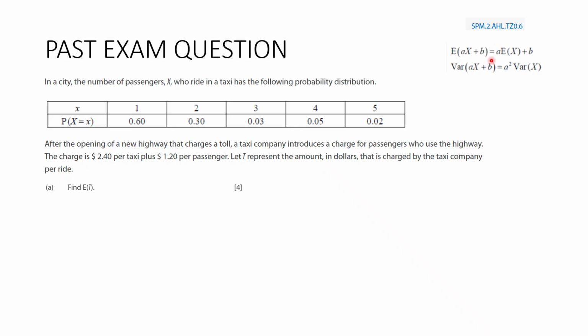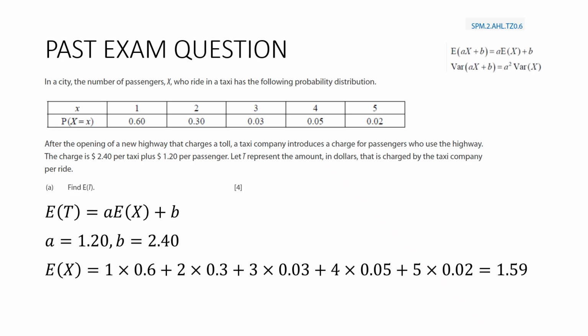Now, using our formula up here, E of T will equal a times E of x plus b. But we need to figure out what E of x is. And it is 1.59 passengers. So substituting into our formula, E of T is $4.31.